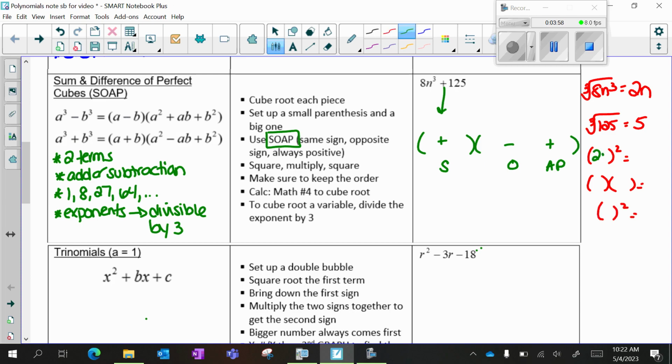So 2n squared, remember that you're squaring both the 2 and the n. So this is 4n squared. 2n times 5 gives us 10n. And 5 squared gives us 25. So those pieces go directly into the binomial and trinomial parentheses that you have set up. So it becomes (2n + 5)(4n squared - 10n + 25). And this is your answer.